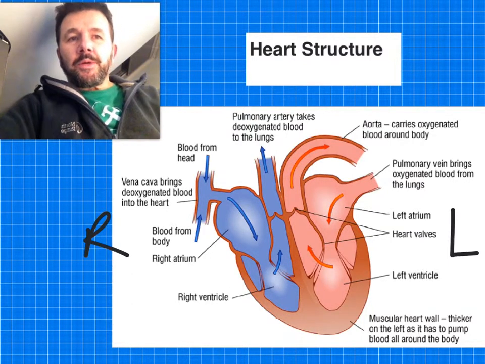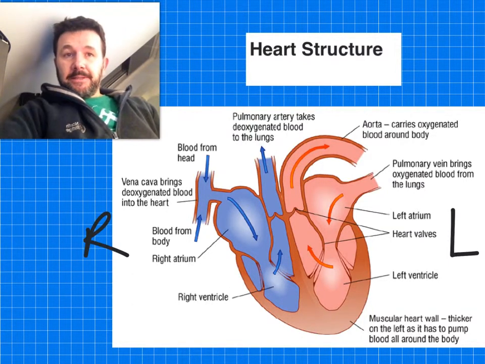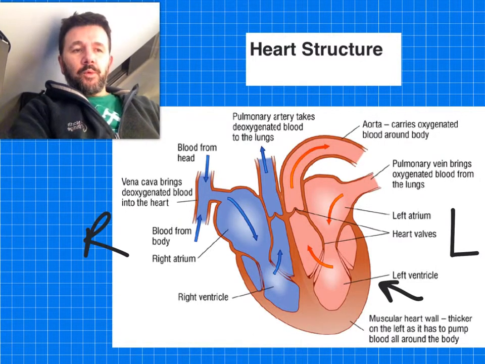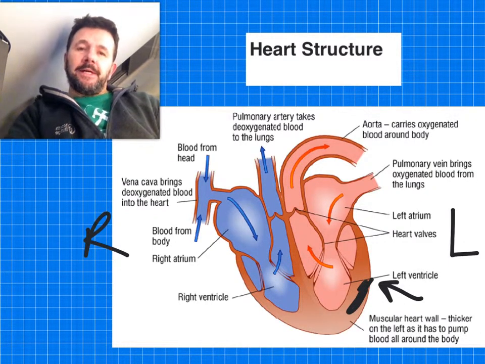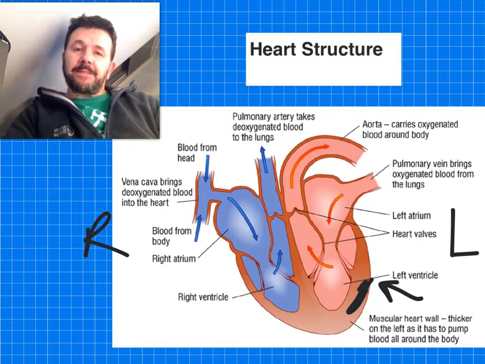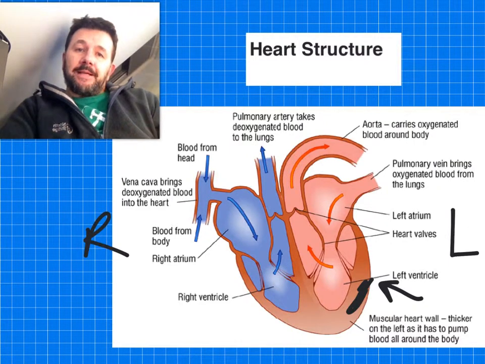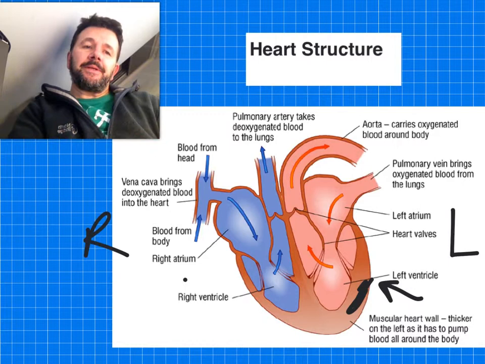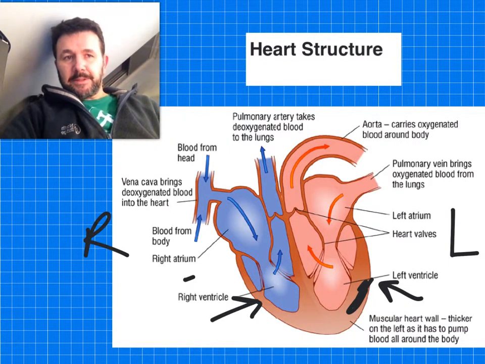The way that you know which side is which is that the left side tends to have a thicker ventricle wall, as you can see there. That thicker wall is actually heart muscle, and the reason it's thicker, if you think back to the circulatory system that I just showed you, is that the left side has to pump blood around the body, whereas on the right side that ventricle is much thinner, because it only needs to pump blood to the lungs.